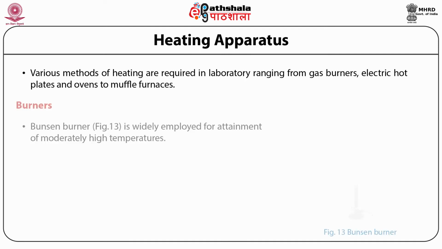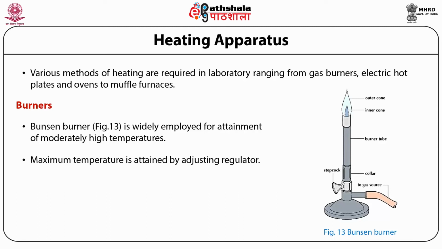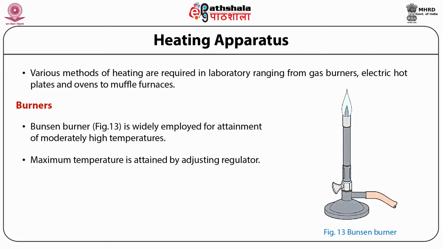The ordinary burner, as shown in figure 13, is widely employed for the attainment of moderately high temperatures. The maximum temperature is attained by adjusting the regulator so as to admit rather more air than is required to produce a non-luminous flame. Too much air gives a noisy flame which is unsuitable.